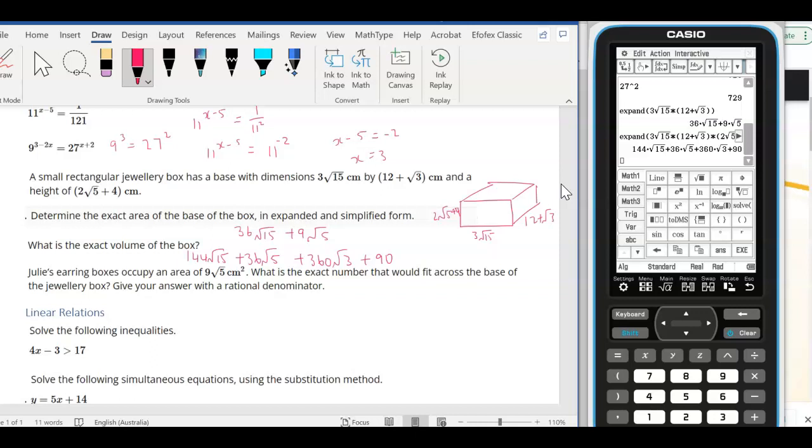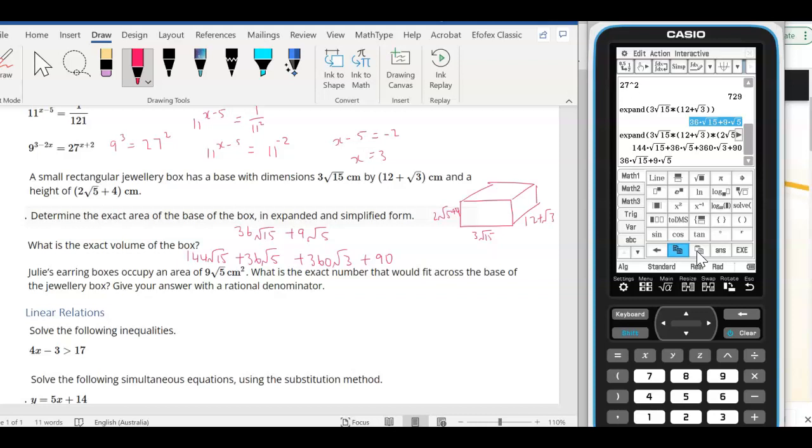All right, Julie's earring boxes occupy an area of 9√5. What is the exact number that would fit across the base of the jewelry box? Give your answer with a rational denominator. So across the bottom, we're going to take the area that we had before, so I can just highlight that and drag it down. You can do that with your stylus. You can also highlight something and next to your arrow down the bottom, there's a button to copy and this one's to paste. So you can also copy and paste.